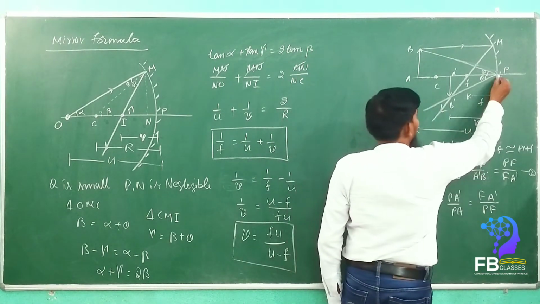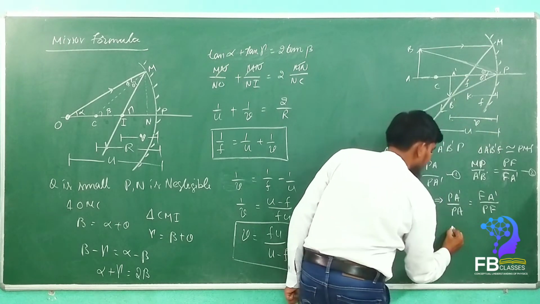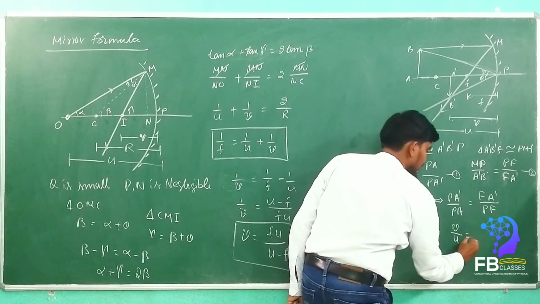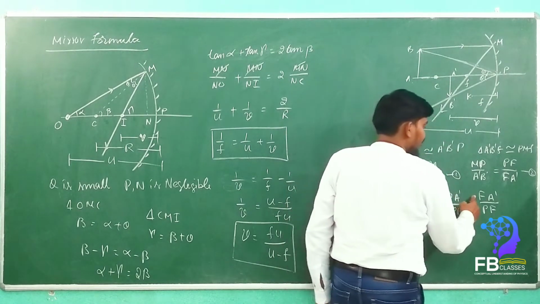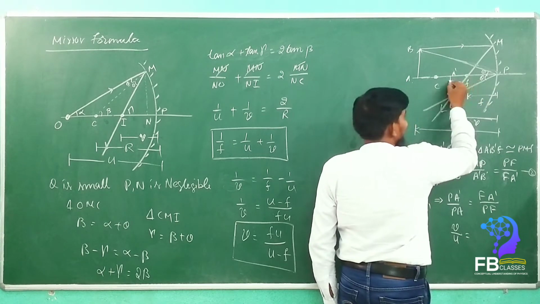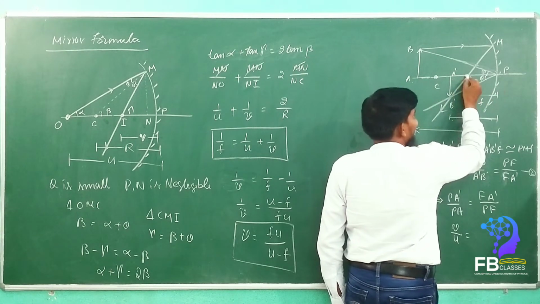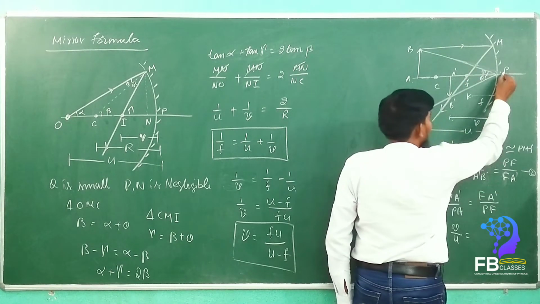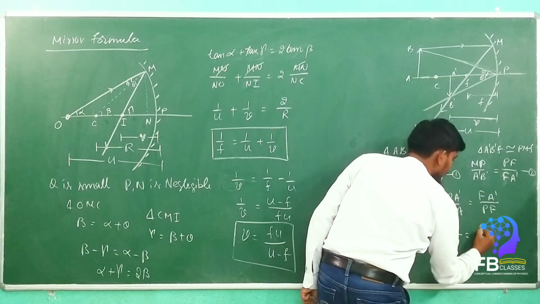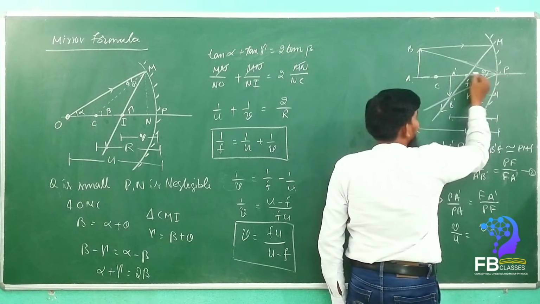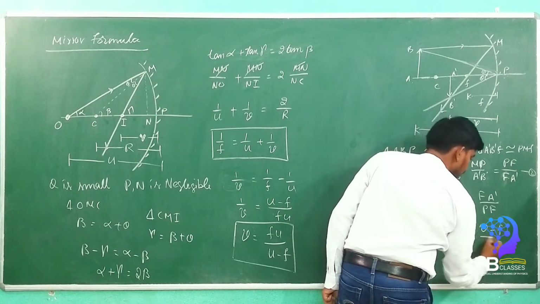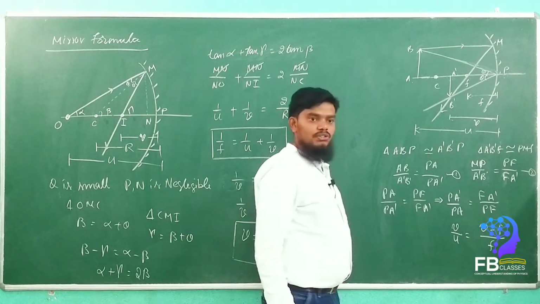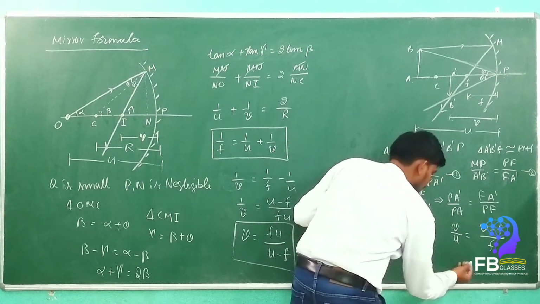Now PA dash is how much, my dear? V. This is V upon PA. PA is how much, my dear? U. Got it? FA dash, what is FA dash? This distance we can write as PA dash minus PF. Yes or no? PA dash is V. So V minus PF upon PF, and PF is again F. Are you getting my point? See here, now the value will come.